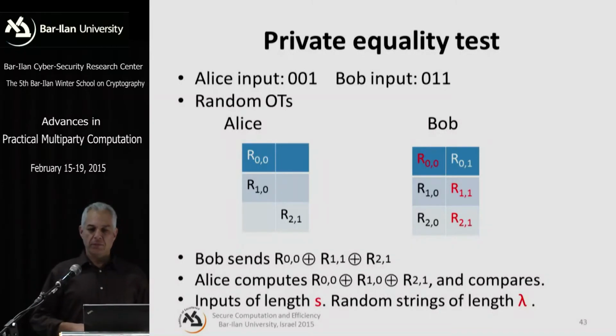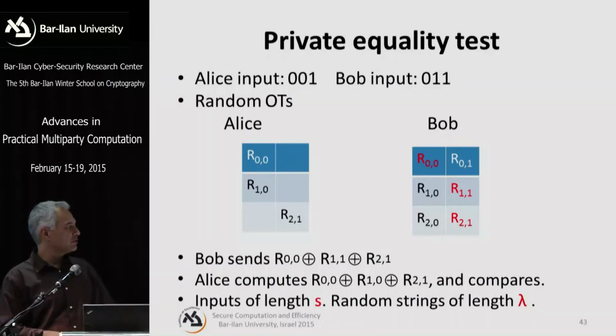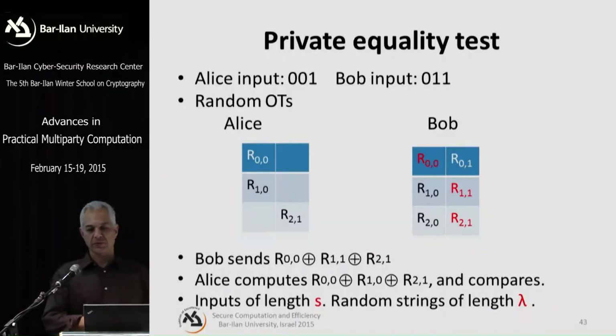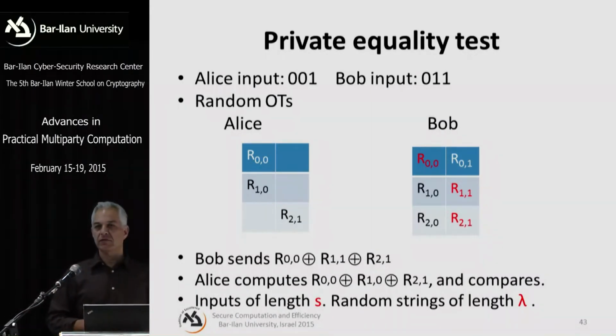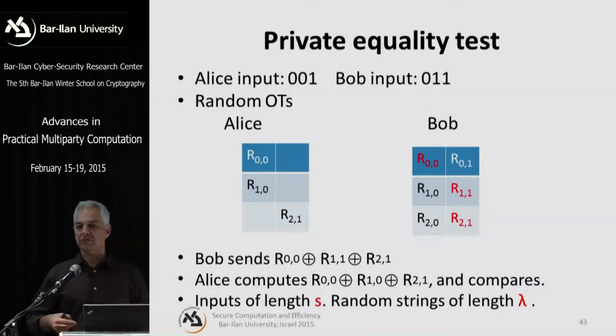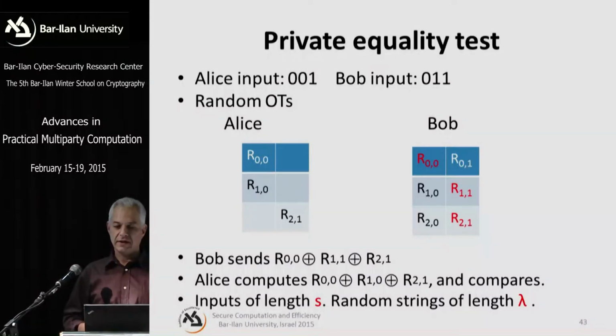Then the next step, Bob learned all the pairs, but he XORs the values corresponding to his input. So his input is 0, 1, 1, so he XORs the values corresponding to these red inputs and sends the XOR to Alice. And Alice computes the XOR of her values and compares, okay? So if Alice's input was equal to Bob's, they both compute the XOR of the same strings, so the 2 strings will be equal. If her input is different than Bob's, then the strings will be different unless they happen to be equal by luck. And if the strings are random and of length lambda, then the probability of a false positive for equality is 2 to the minus lambda. And we should set lambda accordingly.